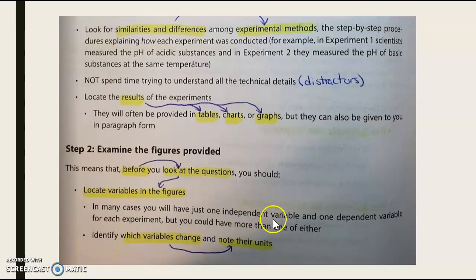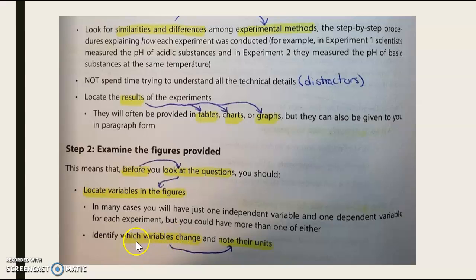Sometimes you'll just have one independent variable and one dependent variable, which would be very, very nice, but I would not expect that to be the case. I would expect you to have more than one independent variable, resulting in more than one dependent variable.